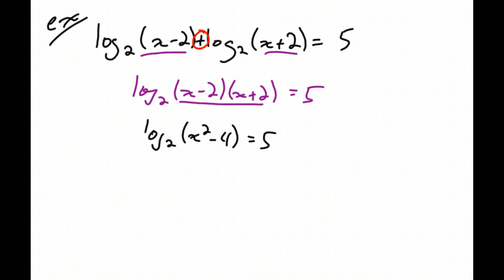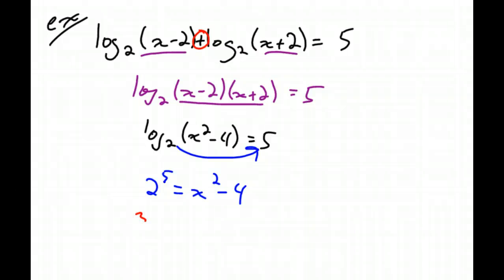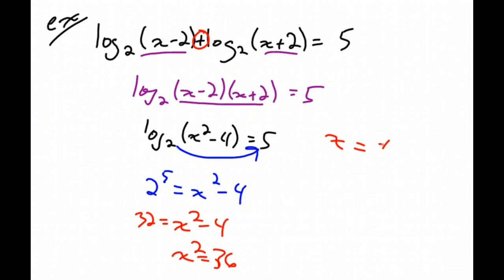And then using my rewriting as an exponential, I can say 2 to the fifth equals the thing inside, x squared minus 4. 2 to the fifth is 32, so I have 32 equals x squared minus 4. Add 4, so x squared equals 36. And then when I take the square root, x equals plus or minus 6.